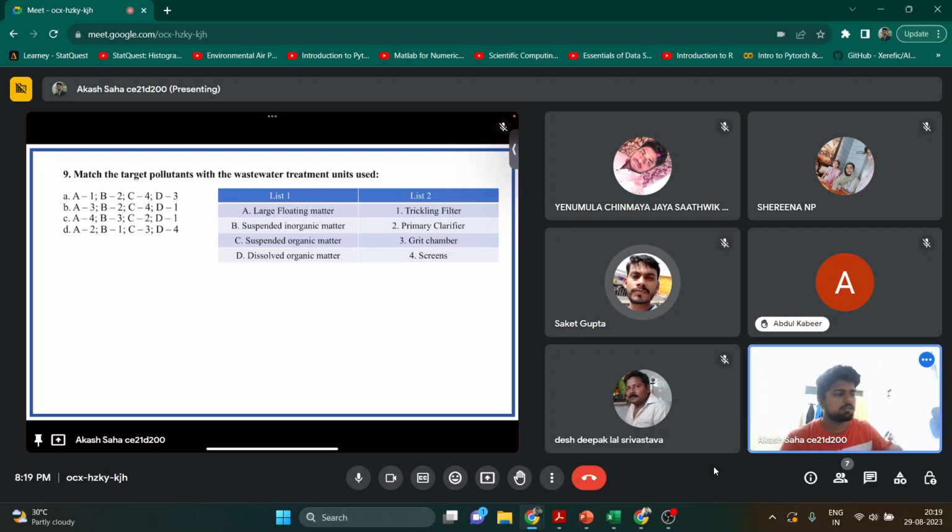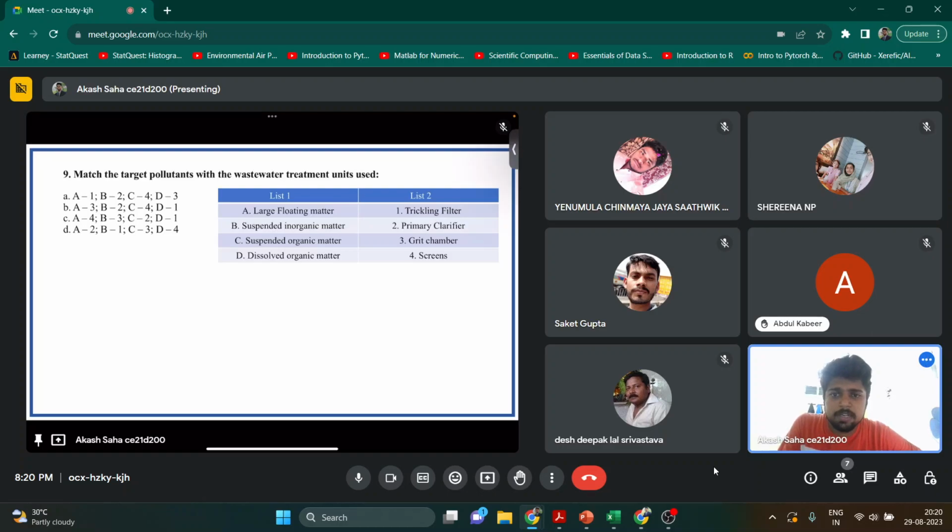Option C. So yes, we will see. Large floating matter means the largest size particles, which will be removed by the screens. So A will be matched with 4. Then the suspended inorganic matter. Suspended inorganic matter means sand particles or grit type particles, which have a higher specific gravity, and will be removed in the grit chamber.